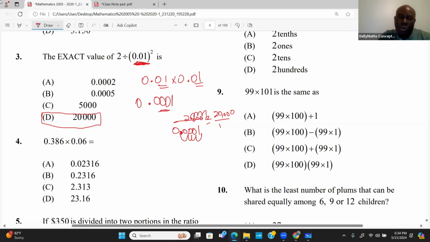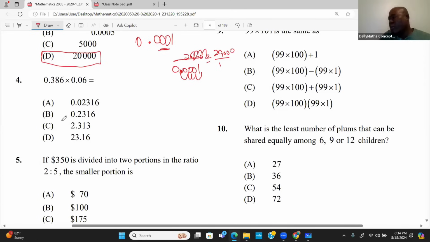I'm going to try you with number 4, to see what you're thinking. So everybody, I want you to take a look at number 4. Remember that you can't use any calculator to do this, so do not cheat yourself, right?